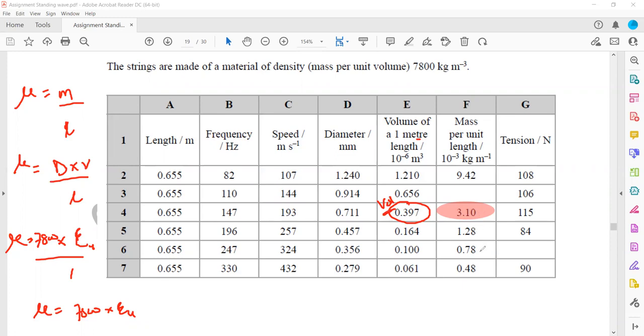Yes. If the same question was there, how is F6 calculated? This is F4. So in that case, 7,800 multiplied by E6 will give us F6. Like this, volume multiplied by 7,800, we will get. And when I multiply this by 7,800, I'll get this as 0.78, because there is an exponent of minus 6.